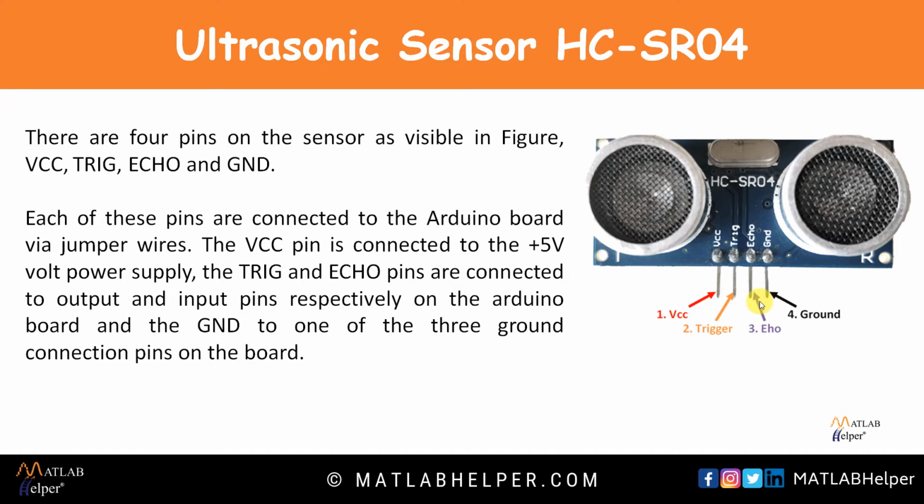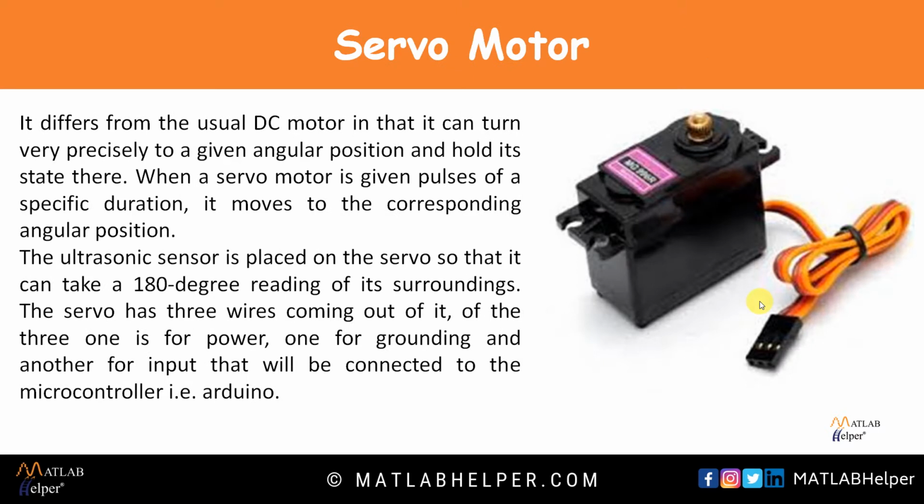Now coming to the servo motor that we will be using. On the right hand side you can see a servo motor. This is the servo motor. It differs from a DC motor in that it can turn very precisely to a given angular position and hold its position there. When a servo motor is given pulses of a specific duration, it moves to a corresponding angular position. It has one neutral position and it can turn 90° in either direction from its neutral position. So it can give a resultant of 180° of motion.